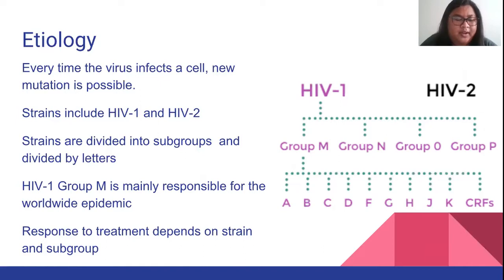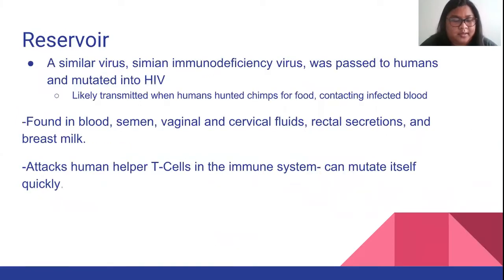The reservoir for this virus is humans. A similar virus called simian immunodeficiency virus was passed to humans and mutated into HIV. It is likely transmitted when humans hunted chimpanzees for food and they got infected with infected blood. The way HIV works is that it attacks the human helper T cells in the immune system and can mutate quickly. It can also be found in blood, semen, vaginal, cervical, and rectal secretions, and breast milk.